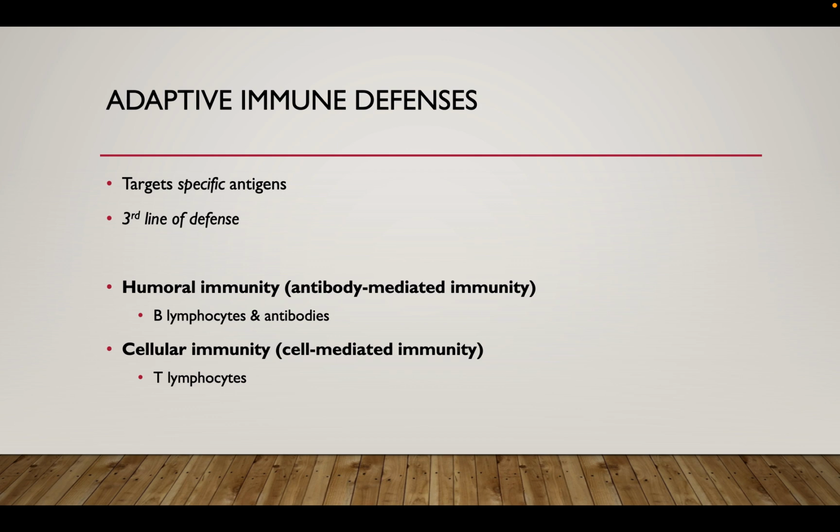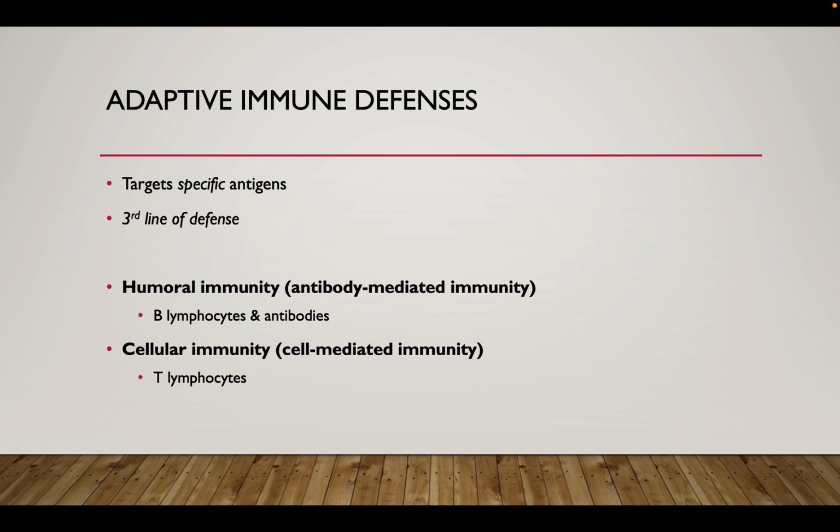So we can classify our adaptive immune defense into two broad categories. We have humoral immunity, which is sometimes called antibody mediated, and then we have our cellular immunity, which is sometimes referred to as cell mediated immunity. Humoral immunity is going to involve our B lymphocytes, and they will ultimately differentiate into something we'll call a plasma cell, and then that plasma cell will secrete antibodies. And then we'll have our cellular immunity, which is going to involve our T lymphocytes, and we'll see that there are different types of T lymphocytes and how they will interact with our B cells to induce an immune reaction.